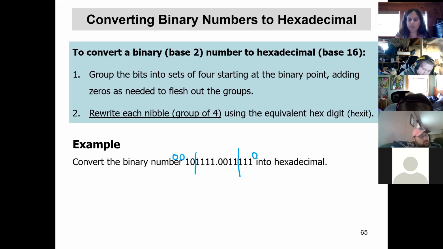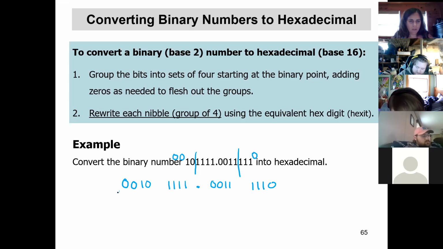So let's write it out into our nibbles. Let's group it. So I need 2 groups on this side of the hex point and 2 groups on that side. So we have 0, 0, 1, 0, 1, 1, 1, 1. I should not call it a hex point yet. It's a binary point because it's still a binary number. So this is the binary point. These are the nibbles. We rewrote them into nibbles, the groups of 4, and now we're going to write the equivalent hex digit.